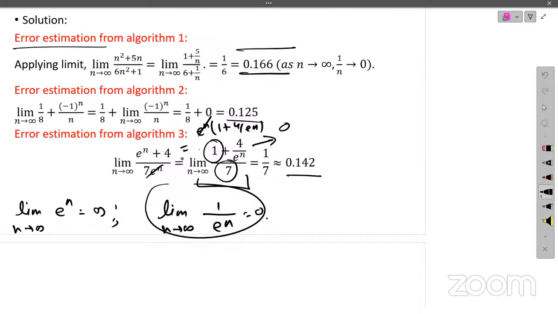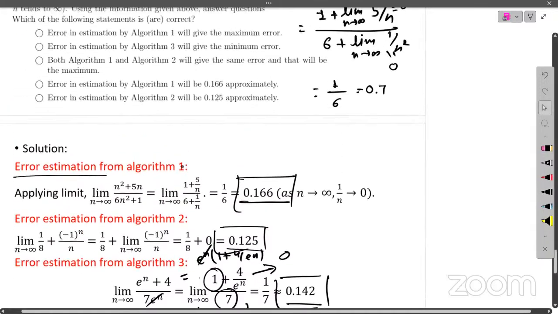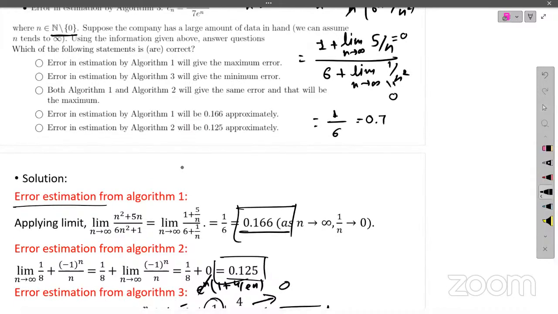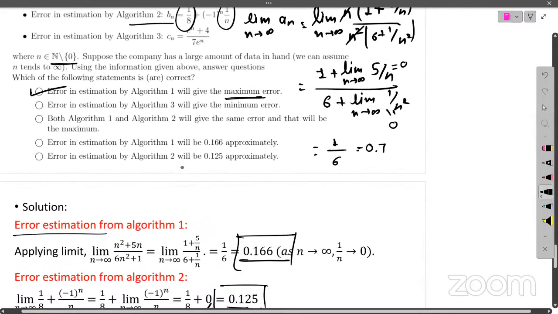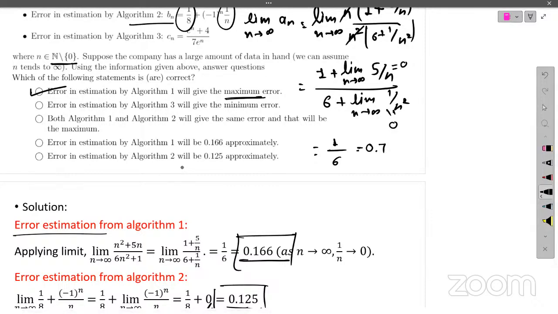So that means the first algorithm is making error 0.166, the second is 0.125, and the third one is 0.14. So which algorithm is giving us the maximum error? It will be algorithm number 1. So that's why the first option is correct. Error estimation by algorithm 1 will give the maximum error. Error estimation by algorithm 3 will give us the maximum error.